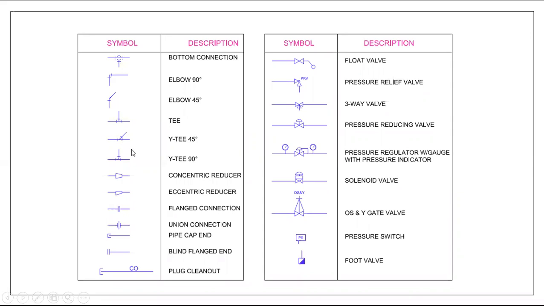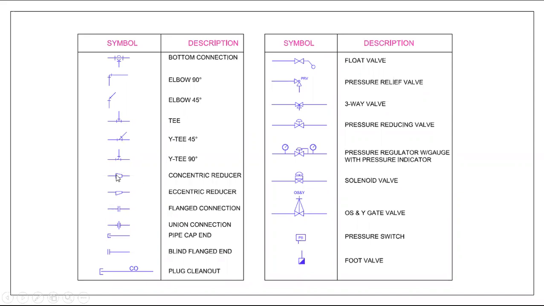Normally, we use the Y-T for drainage pipes. Always, we use the Y-T only for drainage pipes. The 90-degree Y-T we also use for drainage pipes only. Both fittings we use in the drainage pipe system only. Widely we use them in the drainage system only, not in water supply.